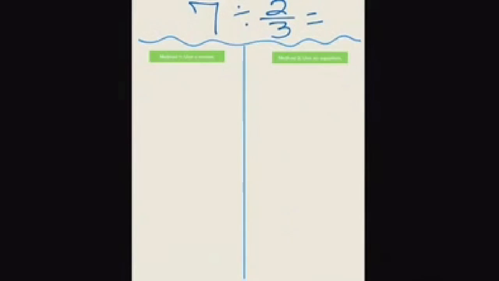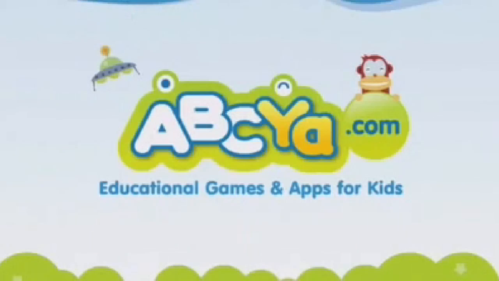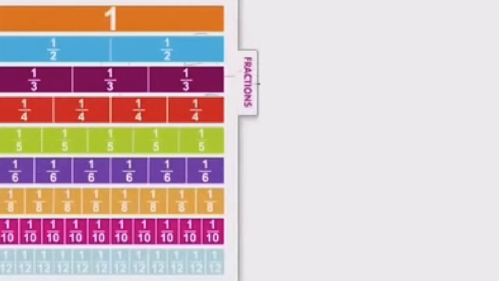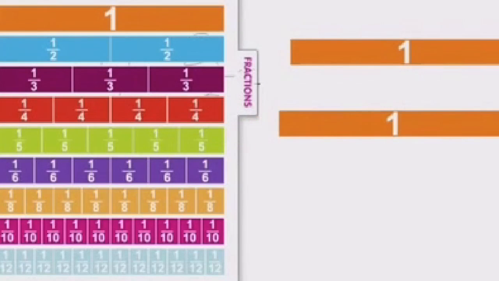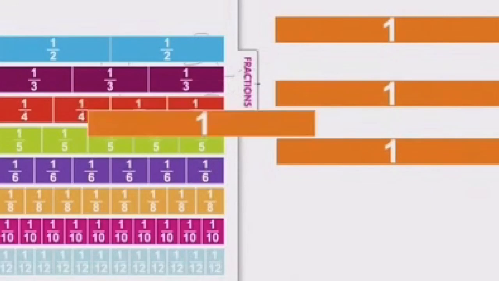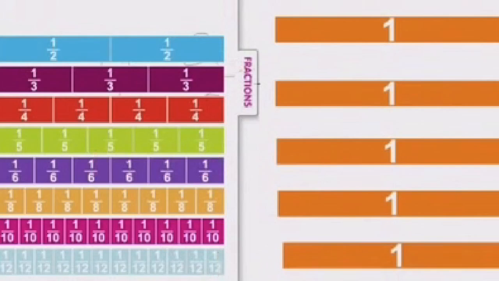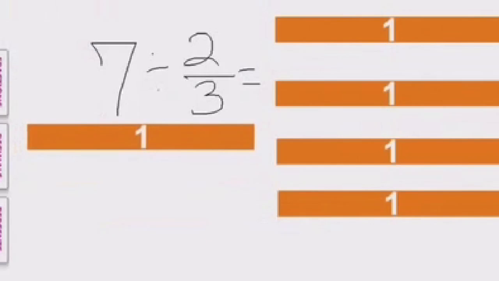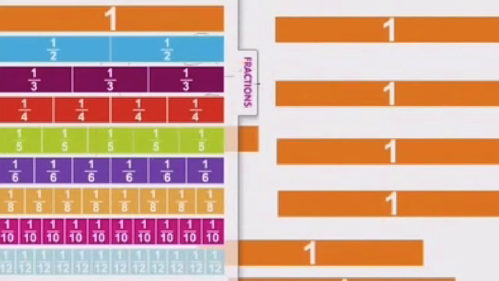Our next problem is 7 divided by 2/3. So go ahead and pull up your virtual manipulatives app. Again, we're doing 7 divided by 2/3. Let's write that down. 7 divided by 2/3. Okay, so remember, start by modeling the 7. So I'm going to pull out 7 of the 1 whole pieces. Make sure we've got enough space. 2, 3, 4, 5. Move this over. 5, 6, 7.